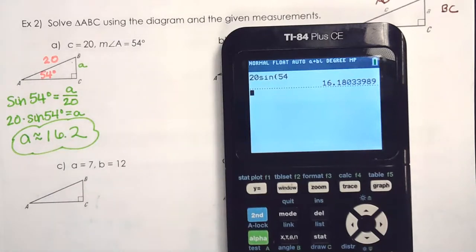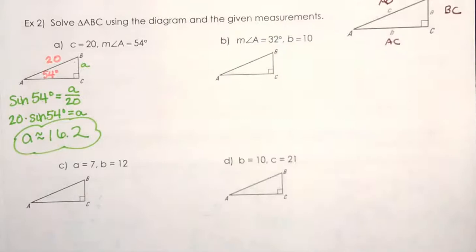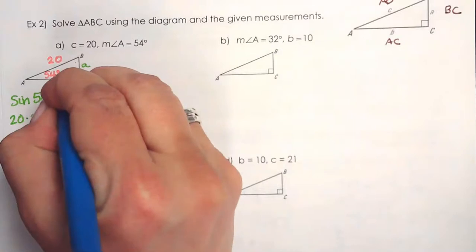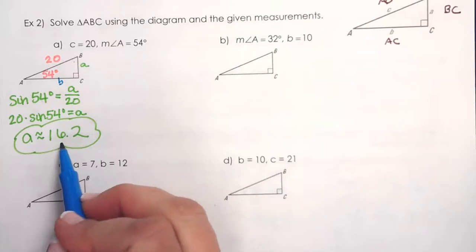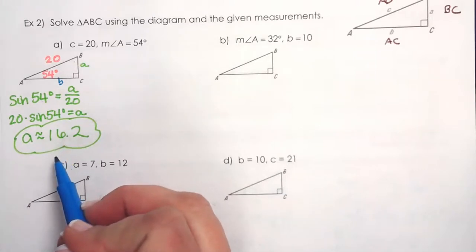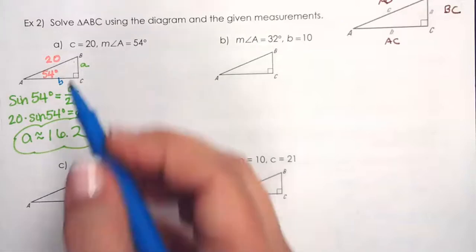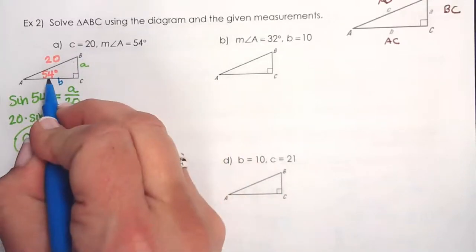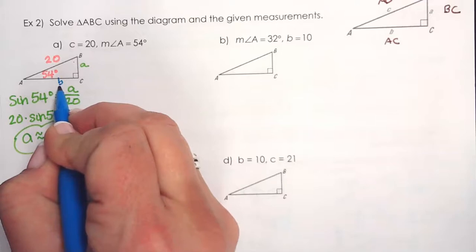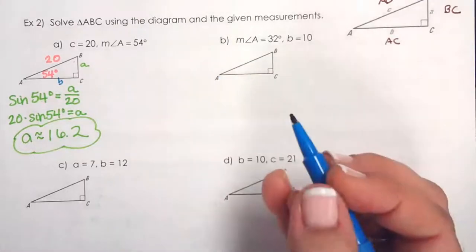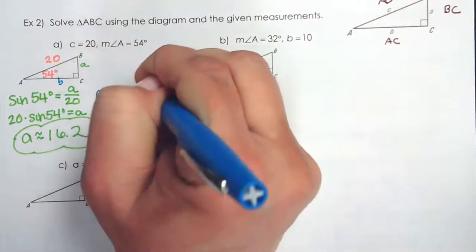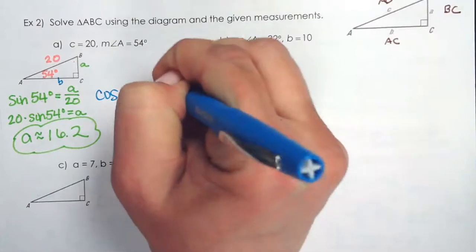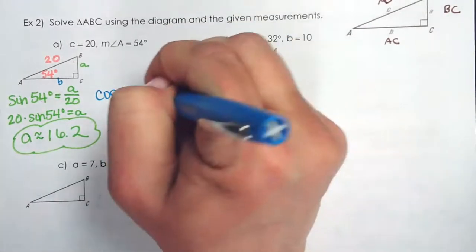Let's do the same thing with side B. So I'll label this side B. And if I'm looking at 54 degrees, and let's try not to use the 16.2 unless we absolutely have to. All right, let's use the exact answers that we know. We know that the angle is 54, B is adjacent, and 20 is the hypotenuse. So what trig function could we use here? Cosine. We could say the cosine of 54 degrees equals our adjacent, which is B, over our hypotenuse, which is 20.